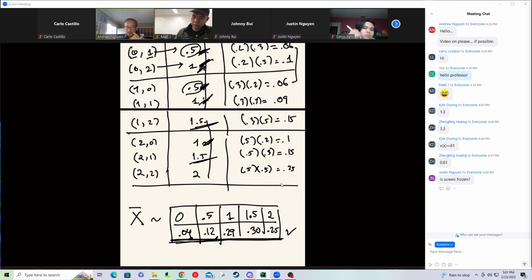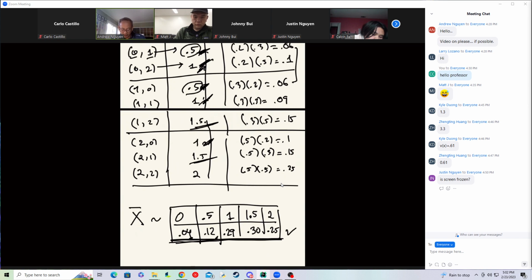They sum up to 1. So it's a valid distribution. This table shows how X bar is distributed. Sometimes X bar is 0 with 4%. Sometimes X bar is 0.5, 12%, 1, 29%, and so on. This is what we mean by the sampling distribution of the sample mean. Is that okay, guys?